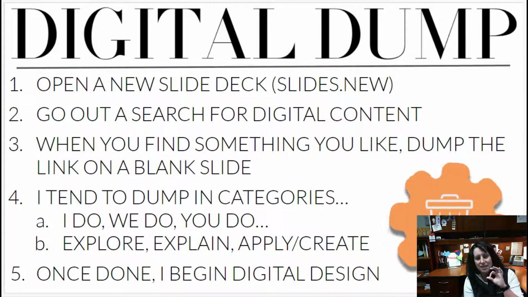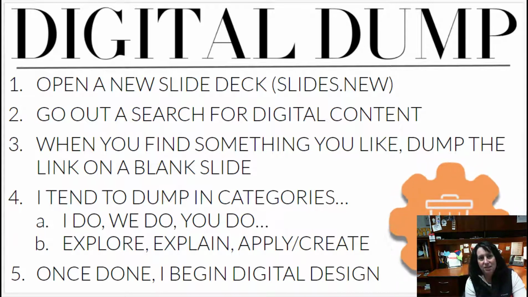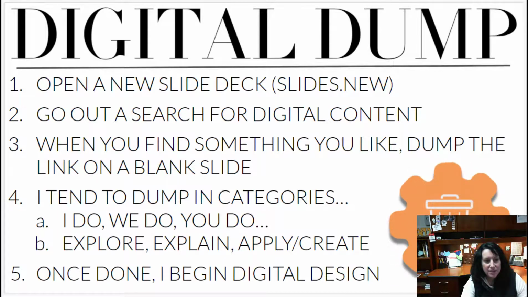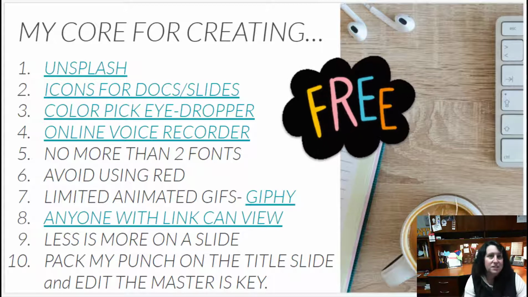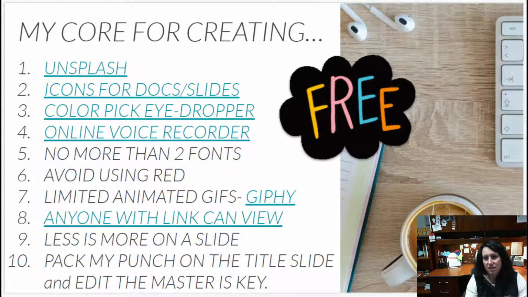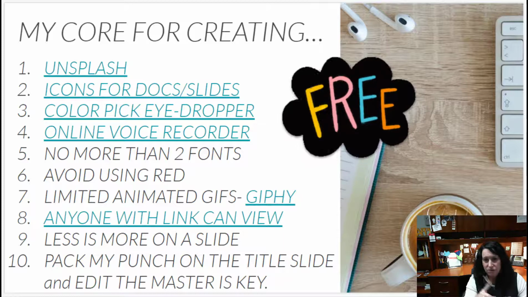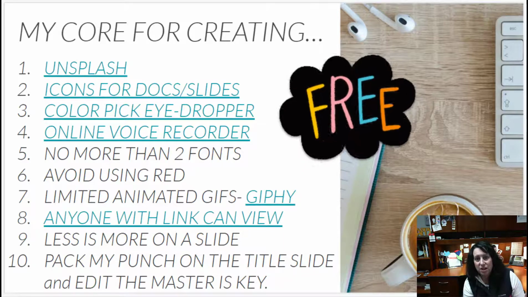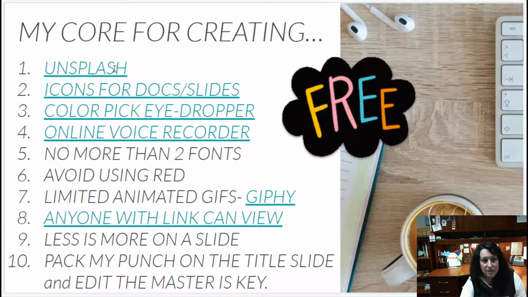Once I get done with that digital dump, then I go back and I start to do my digital design. So the biggest tip I can give you, I've got 10 items, and all of these things are free because I don't want you to feel like you have to go out and purchase things to make your designs look good. Whenever I start creating, the first thing I do in Google Slides is use the Unsplash Google Slides add-on. And I have the link for you to add it right here.